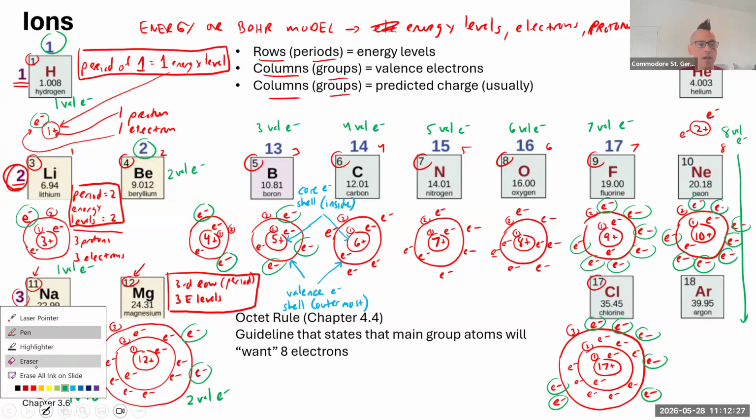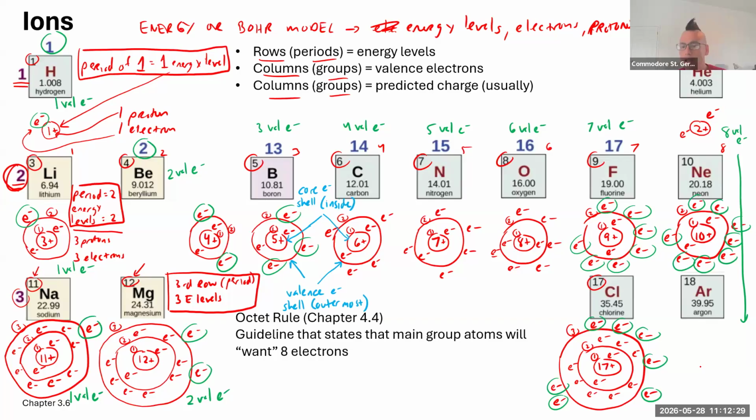Let's do argon for one last one. 18. It might be a little squished here. I didn't leave us enough room, but let's see how it goes. All right, we have three energy levels because we are on the third row. So I'm just going to put an E1, 2, 3, 4, 5, 6, 7, 8, 9, and 10.